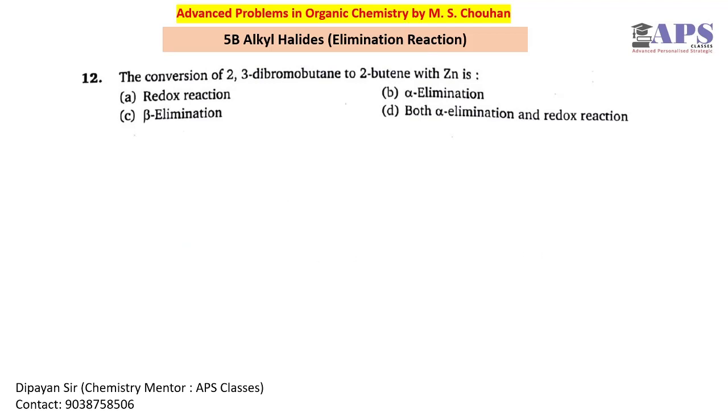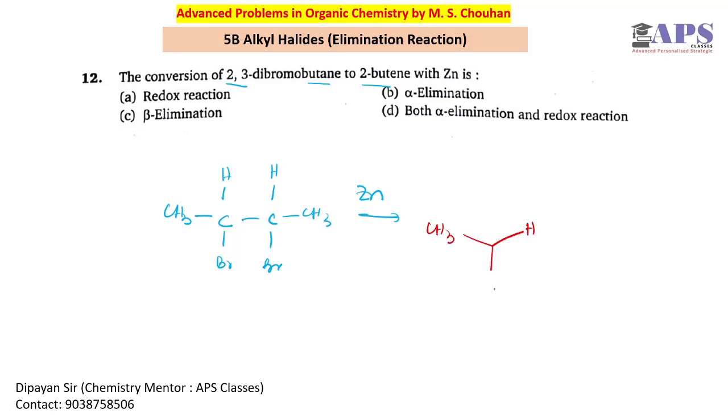Moving forward to question number 12, conversion of 2,3-dibromobutane to 2-butene. Okay, so if we have 2,3-dibromobutane and we have zinc, then it is nothing but a beta elimination. We can write it like this, a proper stereochemistry if we want. Okay, so these two bromine will be eliminated and final product will be ZnBr2.